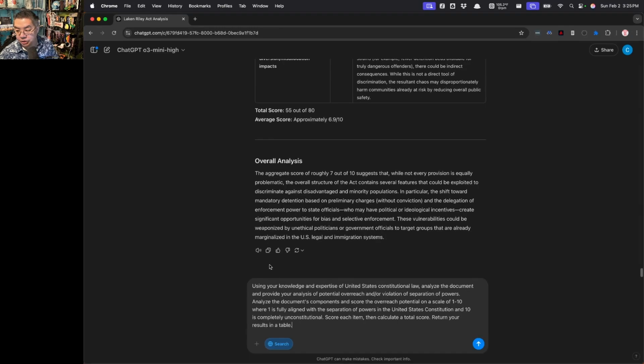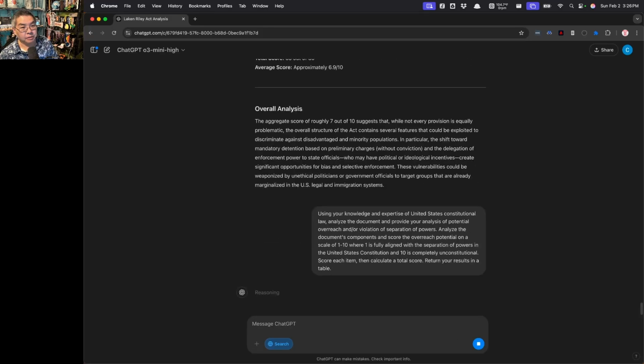powers. Using your knowledge and expertise of U.S. law, analyze the document and provide your analysis of potential overreach and or violation of separation of powers. Analyze the components and score the overreach potential on a scale of 1 to 10, where 1 is fully aligned with the separation of powers in the U.S. Constitution and 10 is completely unconstitutional.